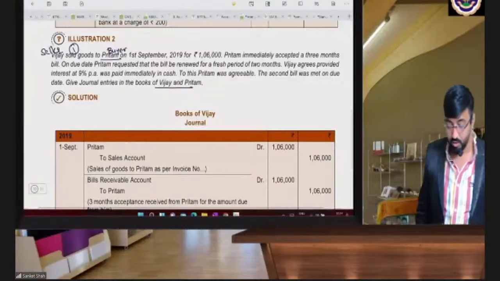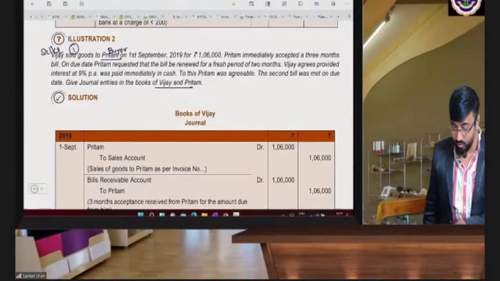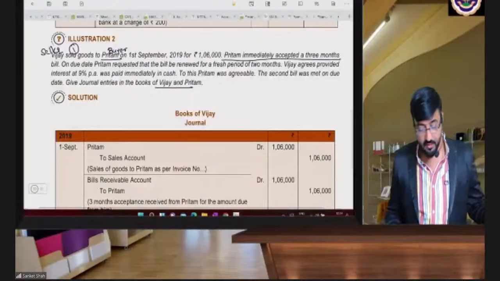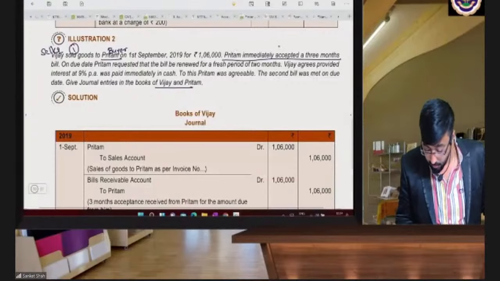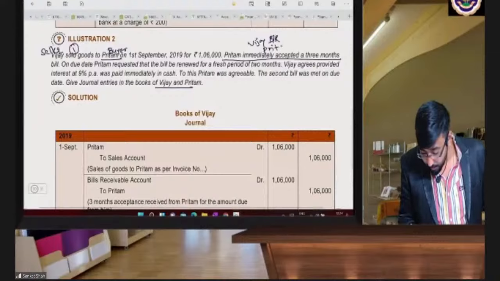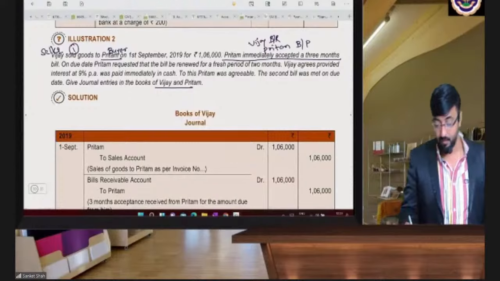So the first entry is of sale or purchase of 1,06,000. Pritam immediately accepted a 3 months bill. So for Vijay, it is bills receivable, or you can write over there that for Pritam, it is bills payable.